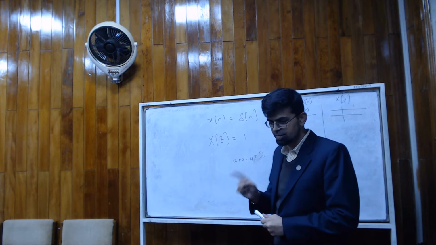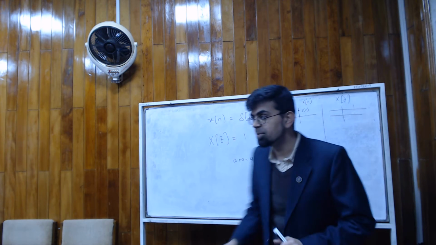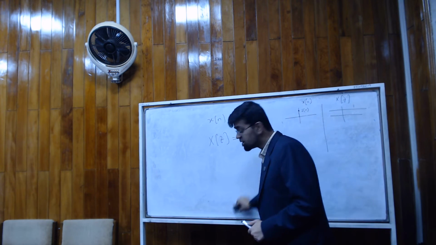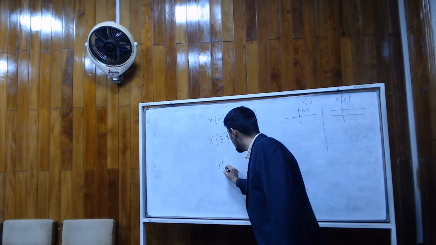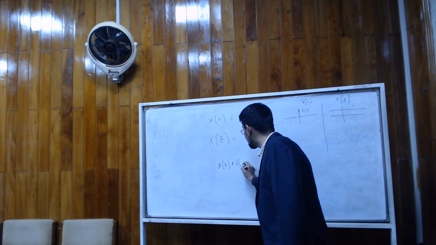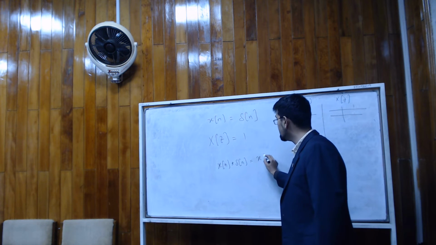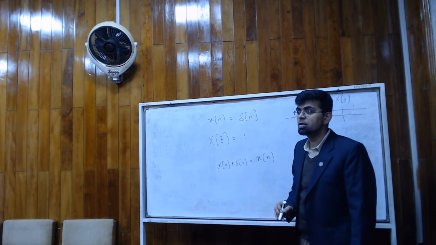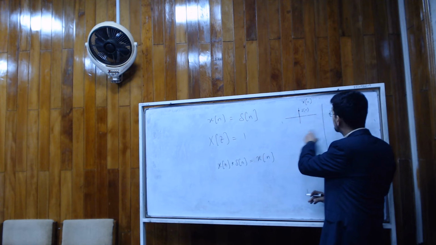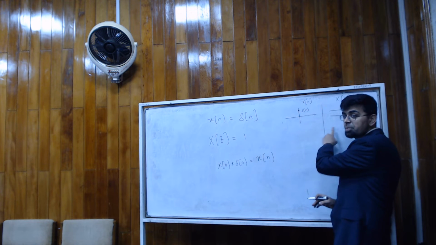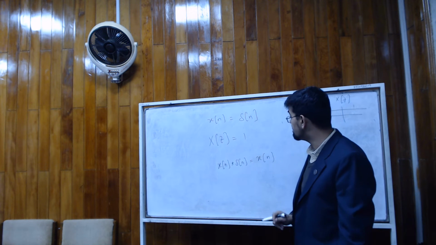We did that. Delta n. Remember? The identity of convolution: if x n convolved with delta n, we proved it, is again x n. Yes? Now notice this thing happening. Take a careful look.